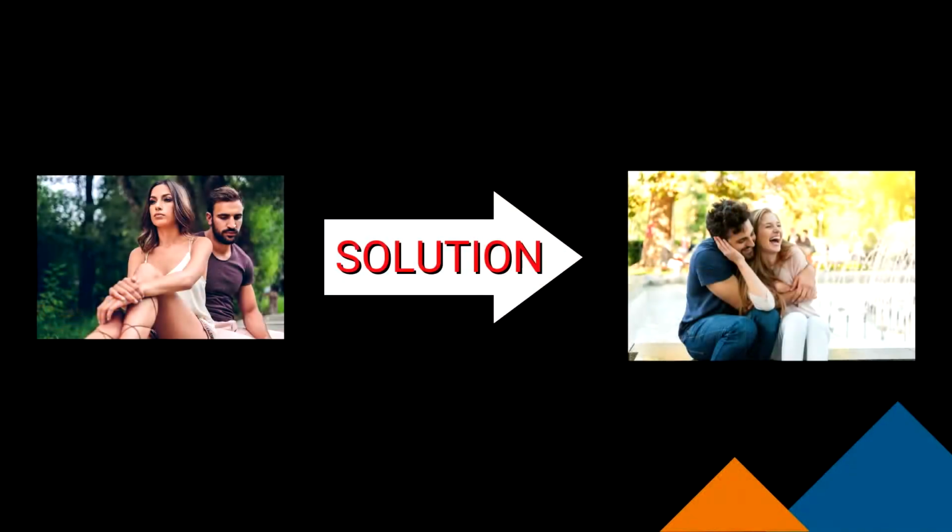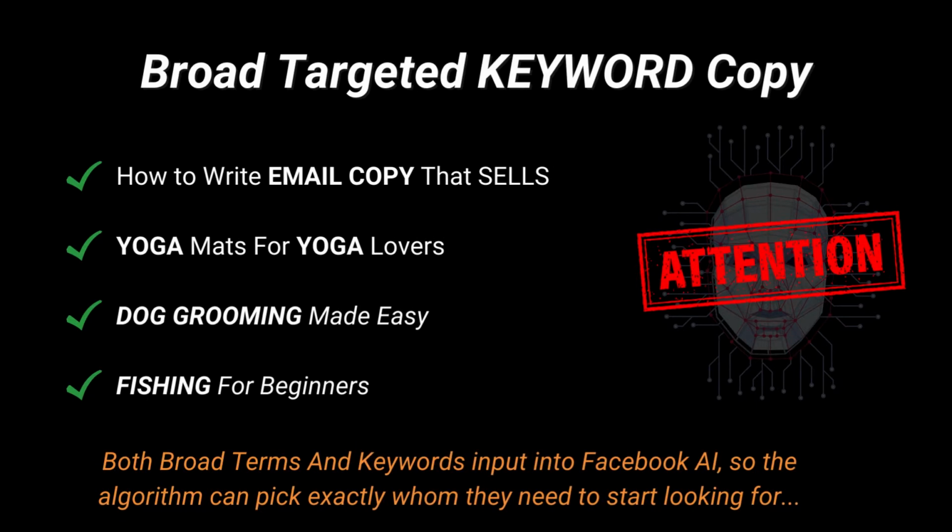But what you want to do is make sure that your message articulates the transformational state of the before and after picture. Where is your customer at? Where do they want to be? And then how can you articulate that with your text and creative? Then you can add broad targeting keywords to shout out to your audience. This is also known as dog whistle copy, a term coined by Dan Kennedy.